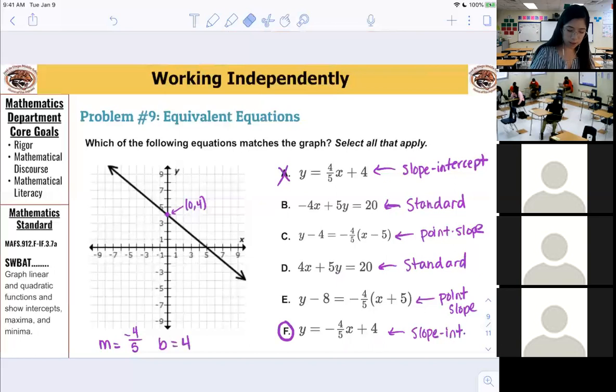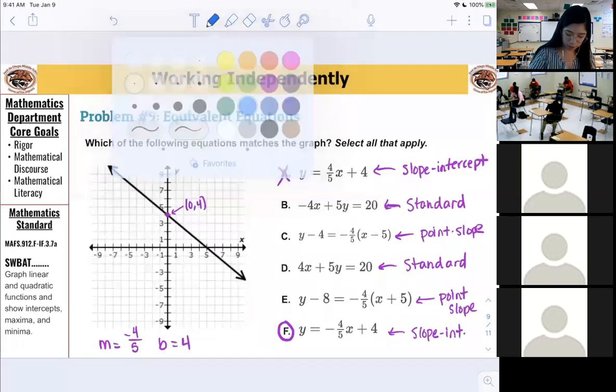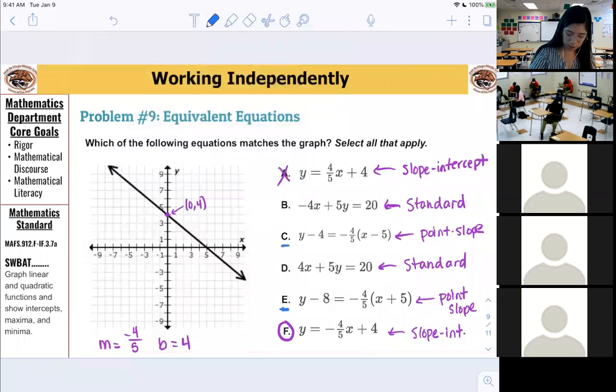Now let's look at the ones that are written in point slope form. So I'm looking at E and I'm looking at C. And remember, those tell me a coordinate point. So in C, what is the point that it's giving me that I should look for? 5, 4, good. So let's look on this graph and see if 5, 4 is on it. 5, 4 is right there. So can C be my answer? No, C is out.